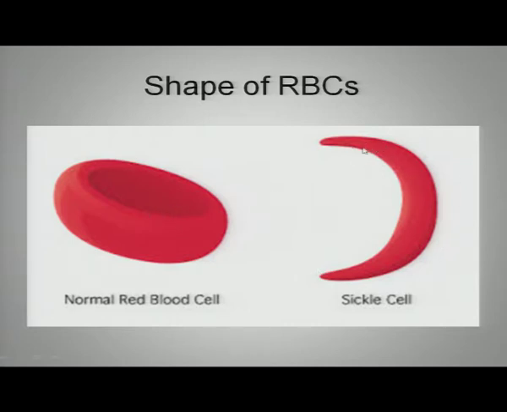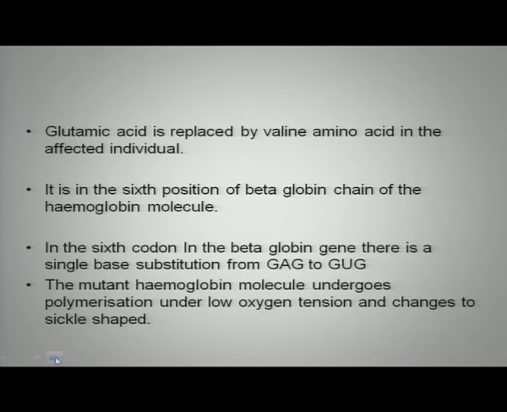Here you can see the change in the shape of the RBC. It is sickle shaped RBCs due to abnormal hemoglobin formation. So, as I have already told you, in the 6th position of the polypeptide chain of normal hemoglobin, glutamic acid is replaced by valine amino acid in the mutated one or affected individual. It is in the 6th position of the beta globin chain of the hemoglobin molecule.